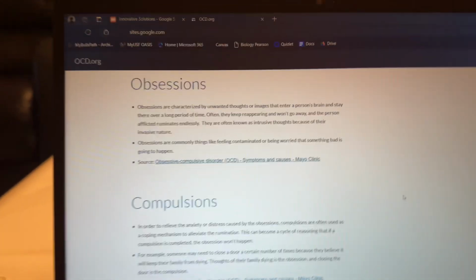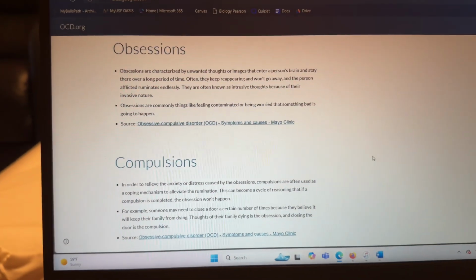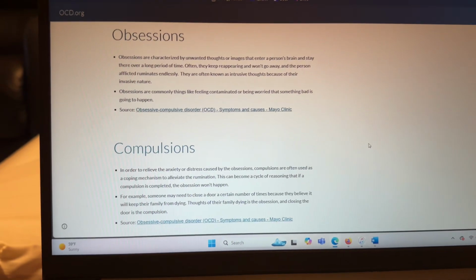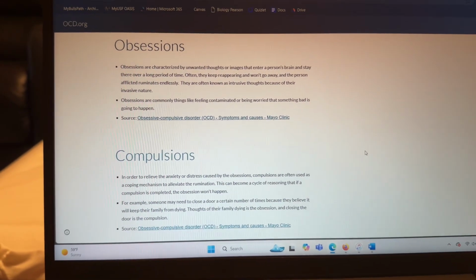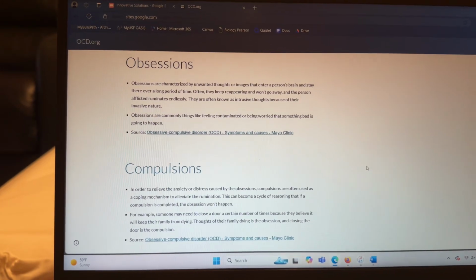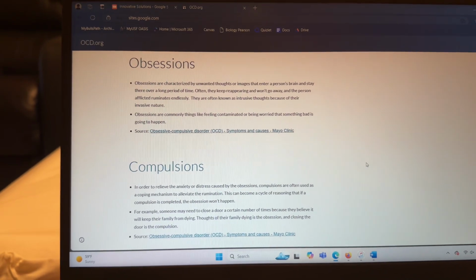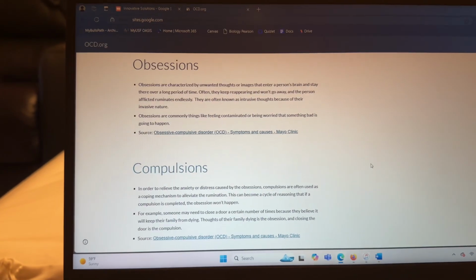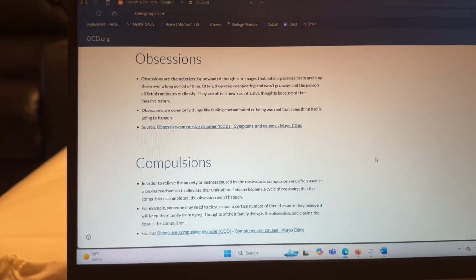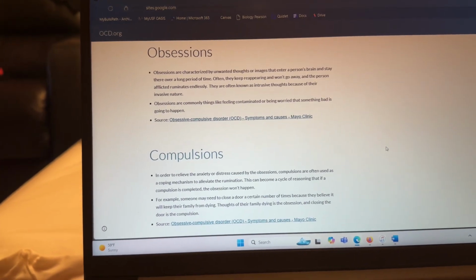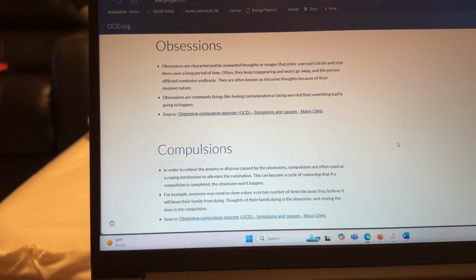So, obsessions are characterized by unwanted thoughts or images that enter a person's brain and stay there over a long period of time. Often they keep reappearing and won't go away, and the person afflicted ruminates endlessly. They are often known as intrusive thoughts because of their invasive nature. So if you had a thought that just kept sticking in your head, over and over, like we have a lot of these thoughts, but usually we can make them go away, but people with OCD cannot, and they just keep thinking about them.